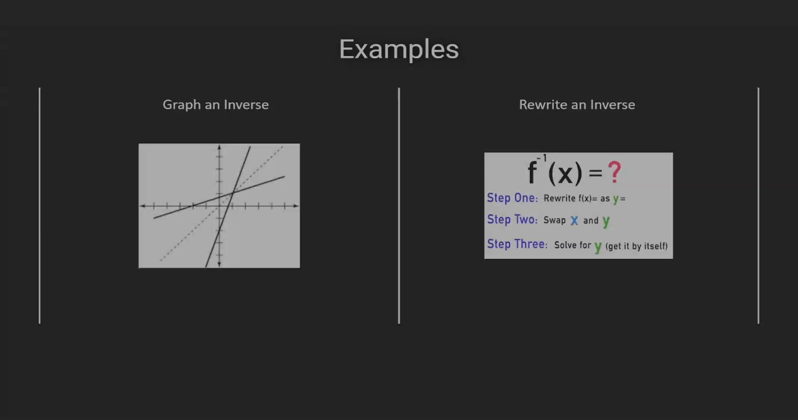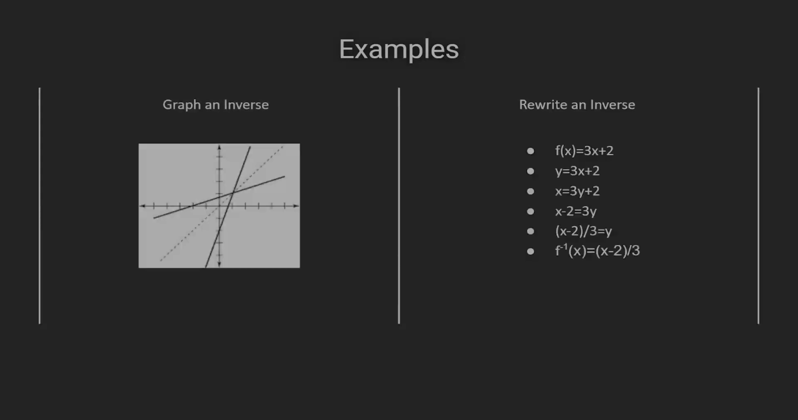The other type of problem would be where you have to rewrite an inverse. And here you need to do 3 steps. Step 1, you rewrite f of x as y equals, right? So then you swap the x and the y, and then finally you solve for y. Here we have a following example of that procedure. So in the case that we want to rewrite an inverse, the following example can explain it successfully.